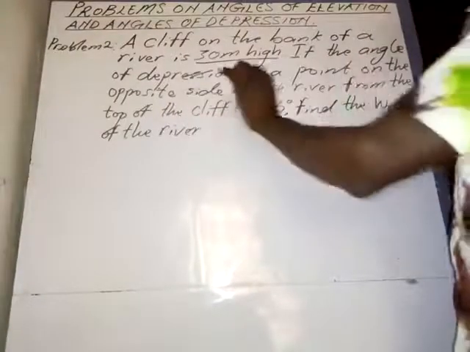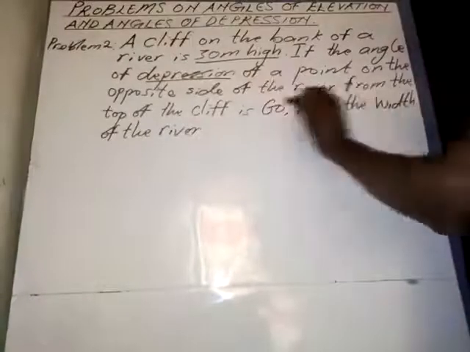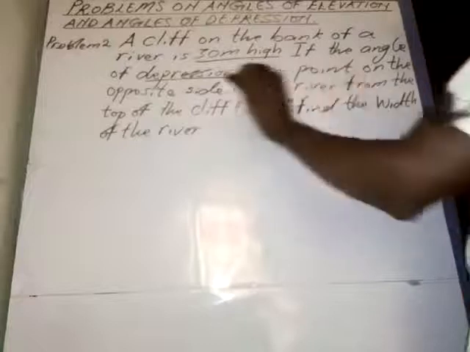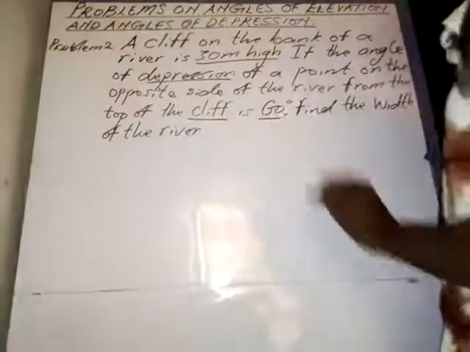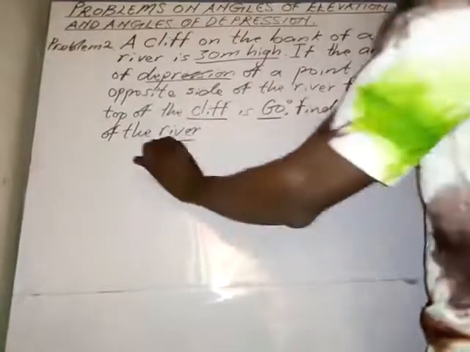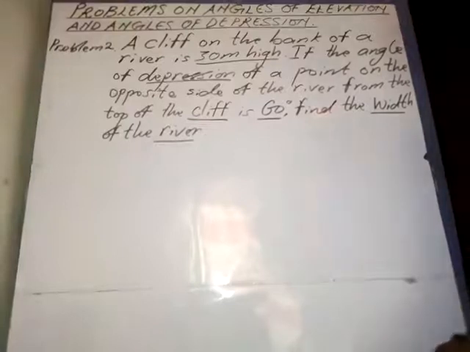If the angle of depression of a point on the opposite side of the river from the top of the cliff is 60 degrees, find the width of the river. Find the width of the river. That is what the question says.